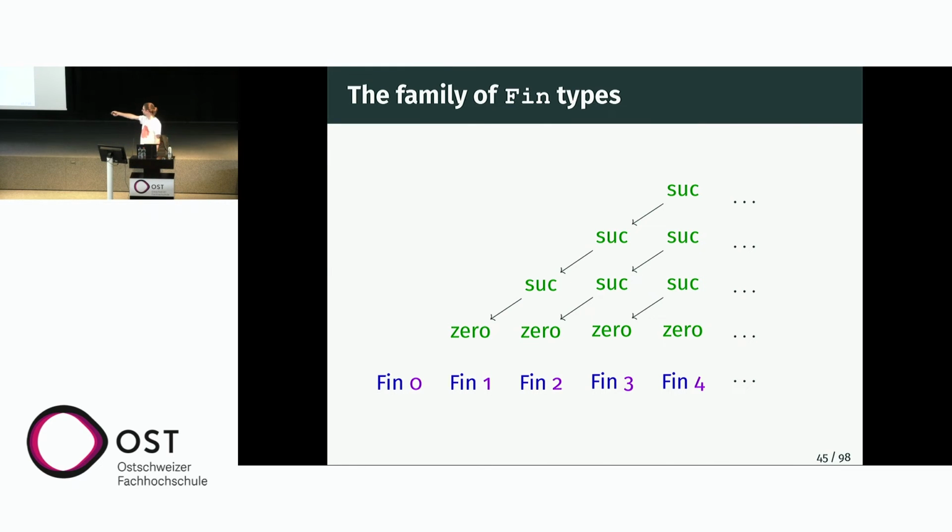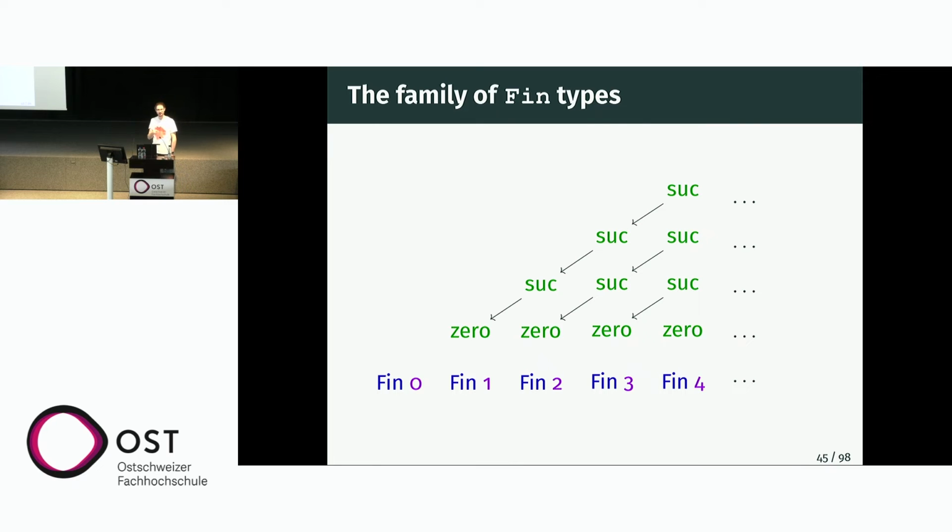And then for the next layer, for Fin 2, well, we can use 0 again, but now we can also use the successor of an element of one of the previous Fins, which in this case is only 1. So basically, as you see, each time you're adding one extra argument to the type, which is the 0, or it's a successor of one of the previous elements.